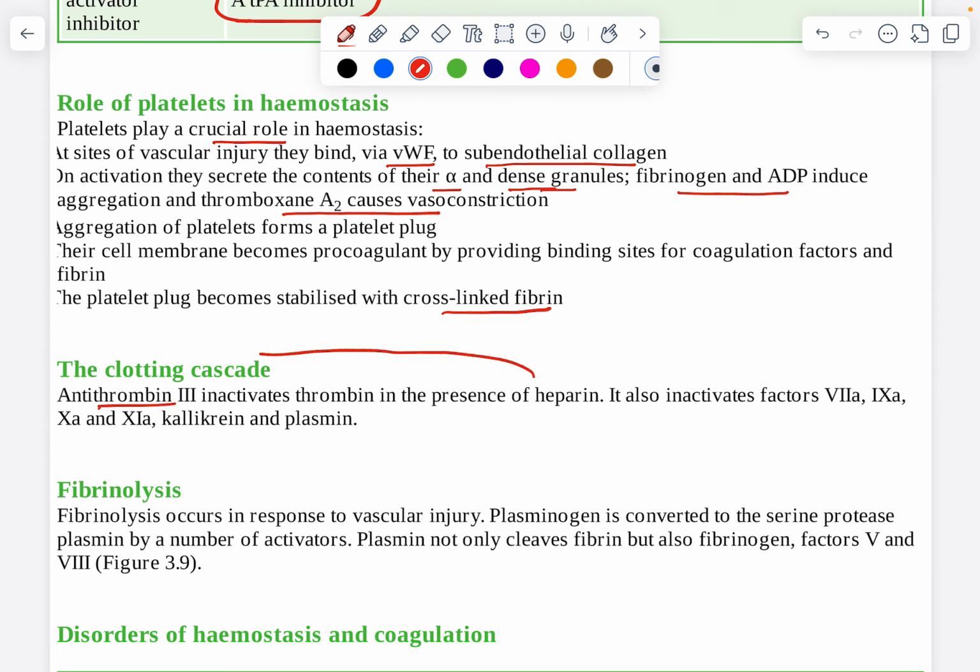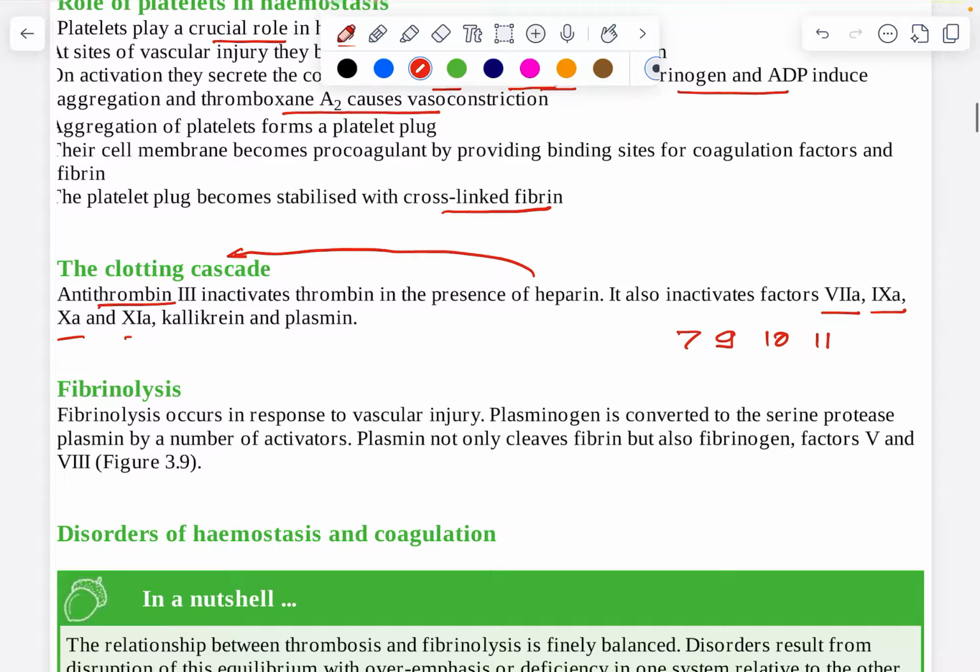So heparin acts through antithrombin III, which is activated, leading to inactivation of thrombin. It also inactivates factors VII, IX, Xa, XI, and even, some say, XII. So this is the clotting cascade, antithrombin.